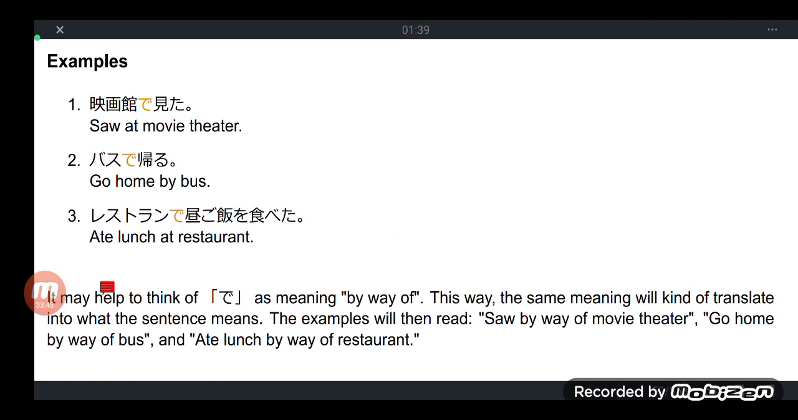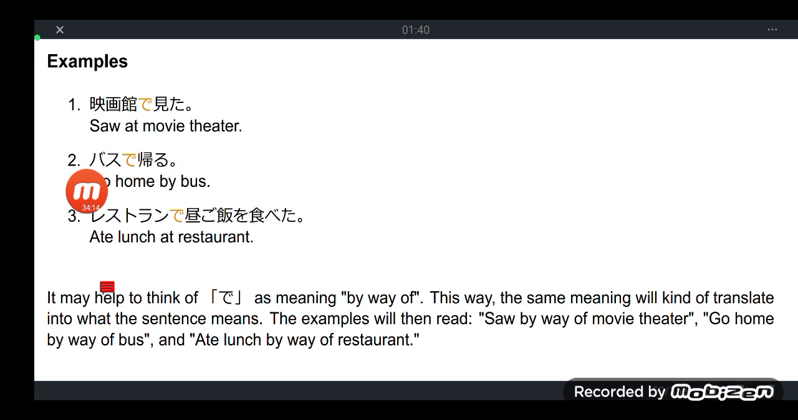Just like here, let's go back. Eiga kan de mita. So by what kind of place do you see a movie? By what kind of place? Eiga kan is a theater, a theater that shows English movies. Eiga kan, so this is the place. By what kind of place? So right after it, the right part is de, and then the verb.